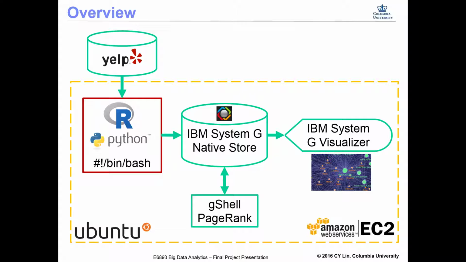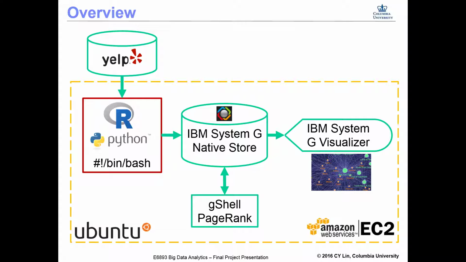And here's an overview of the system. First, I got the academic data set from Yelp here. Now, these files were in JSON format, and the IBM System G visualizer requires data in CSV format. So we had to do some data cleaning and extraction.